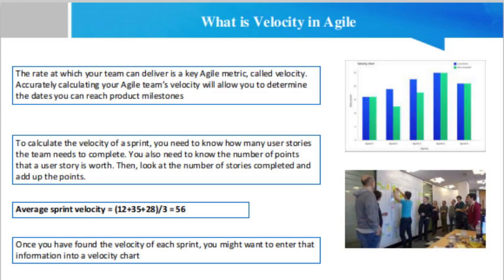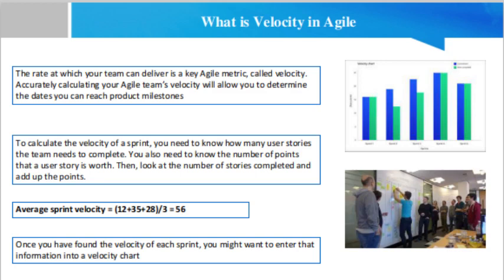In sprint 3, your team commits to 9 user stories and each story equals 4 story points. Let us say your team completes 7 stories, you would have 20 story points. Now, you have the individual sprint velocity, you can average them together. That means average sprint velocity is equal to 12 plus 35 plus 20 divided by 3, which is equal to 56. Velocity chart in Agile, what is it actually?